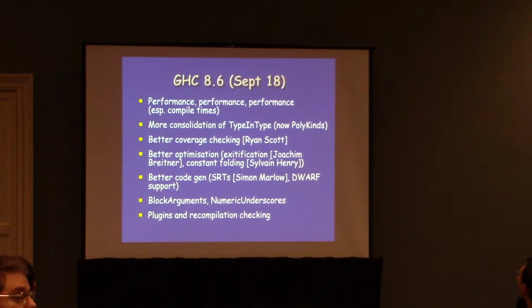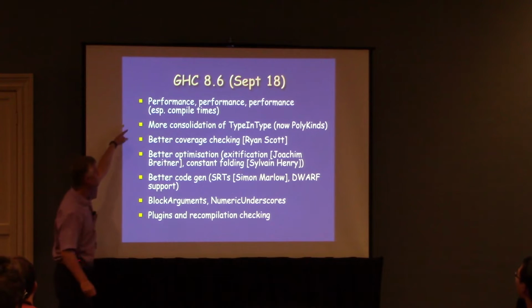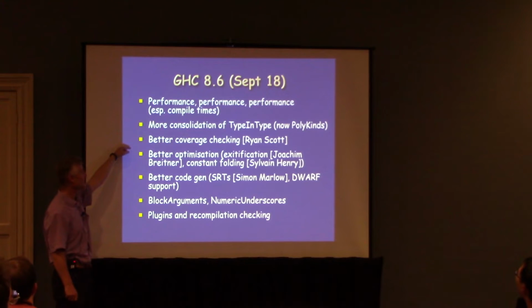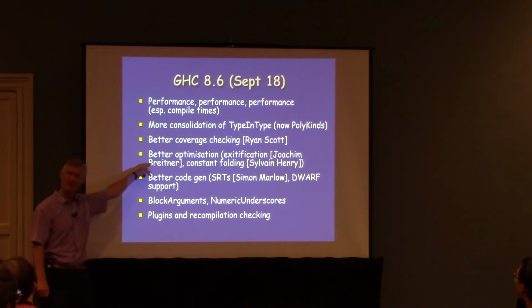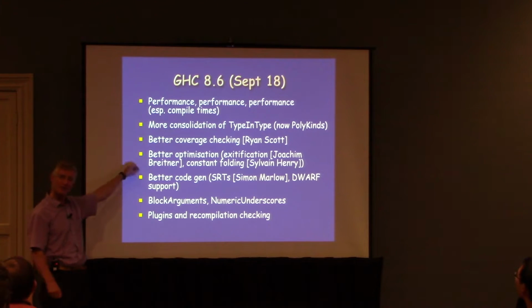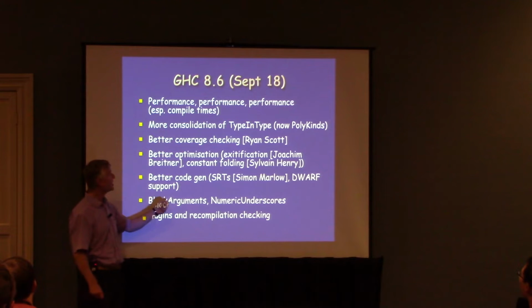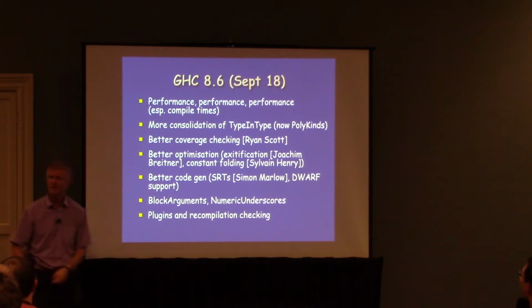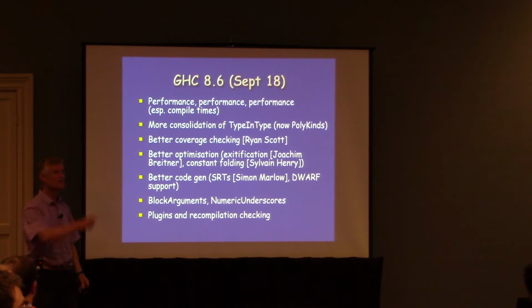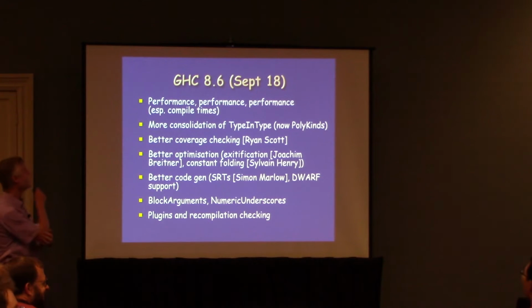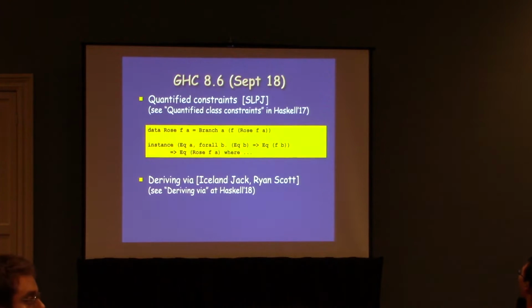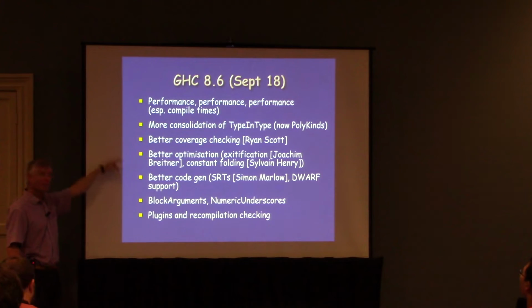So 8.6 has at last finally been released. Thank you, Ben. More consolidation. Ryan has been working on coverage checking. There's quite a lot of better optimization stuff. Thank you, Joachim, on exitification. Those of you who've been following the stuff about join points, join points have proved a nice point of leverage. There's some very nice work there. Not complete, incidentally. Ryan, Joachim, where are you? Yes, you've been sucked up by Digital Asset. I want to finish off this recursive business. Code generation, block arguments, plugins and recompilation checking.